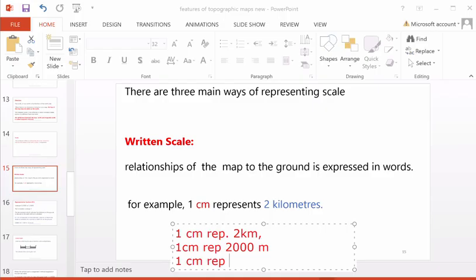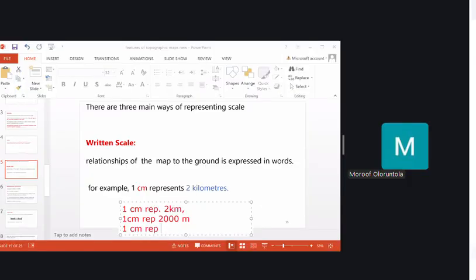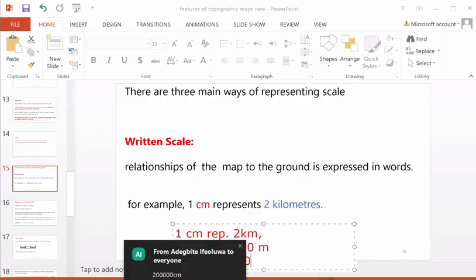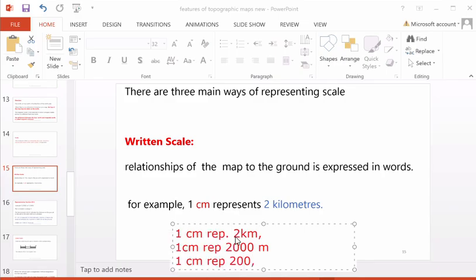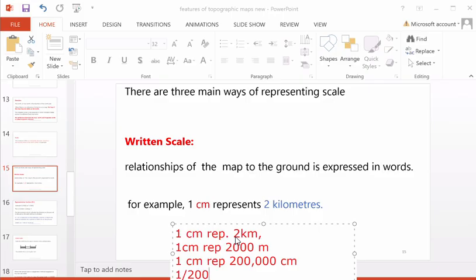100 centimeters is equal to 1 meter. 2,000 meters will be equal to 2,000 times 100. So it's 200,000. Yes, somebody wrote 200,000. Good. 200,000 centimeters. So now the unit of both sides is the same. I can cancel the unit on both sides. I can now say the ratio is 1 over 200,000.